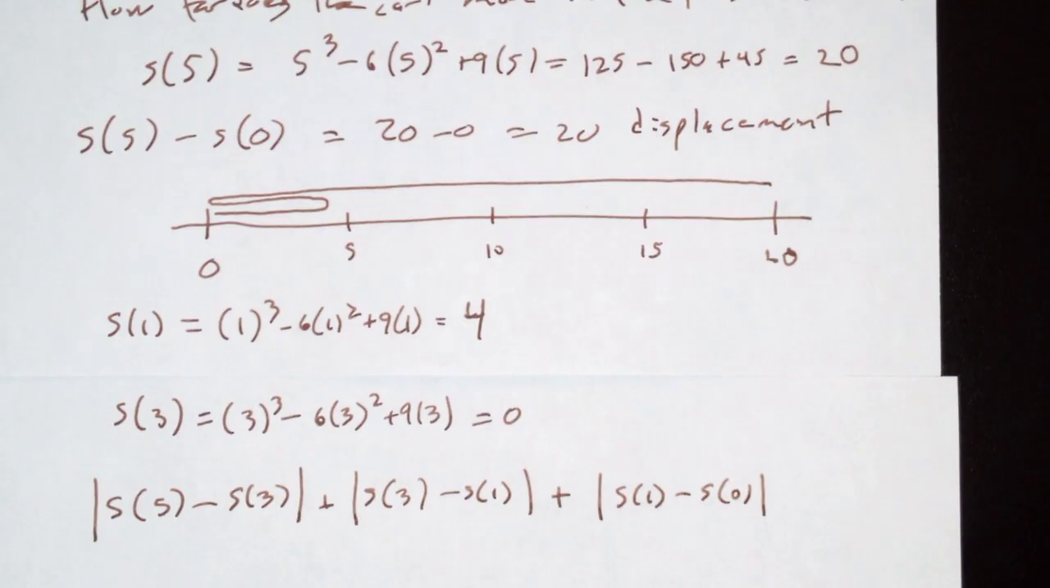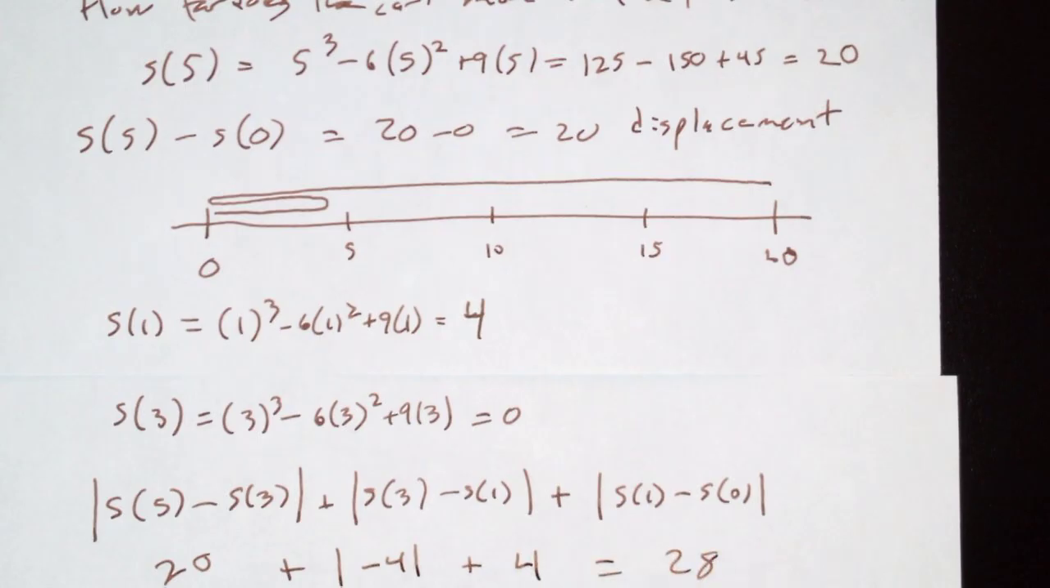The absolute values is because distance doesn't care whether I'm moving to the left or the right. It just cares how far you go. This is why even when you put your car in reverse and back up, the odometer doesn't roll backwards. If I back up 3 kilometers, it doesn't look like I've driven 3 less kilometers than I did driving forwards. Matter of fact, when you back up, it rolls the odometer forwards. So this gives me 20 plus the absolute value of -4 plus 4 for a total distance traveled of 28 meters.